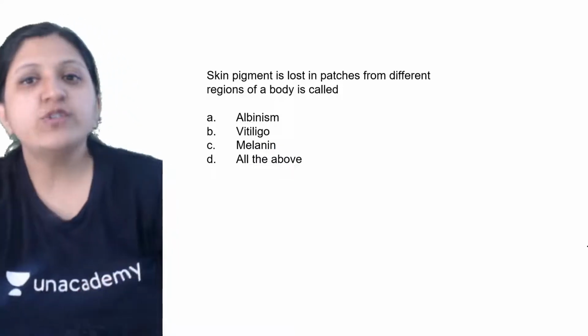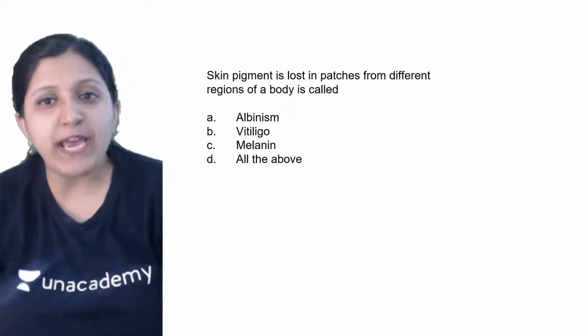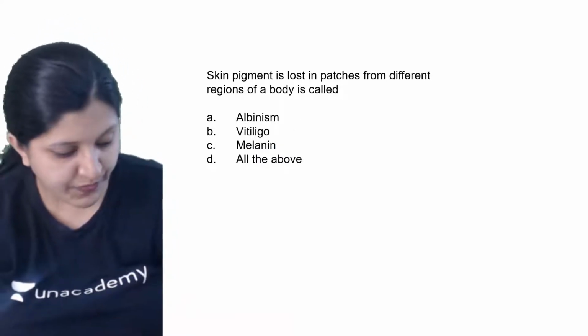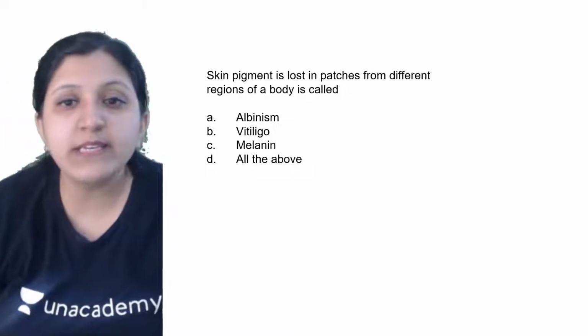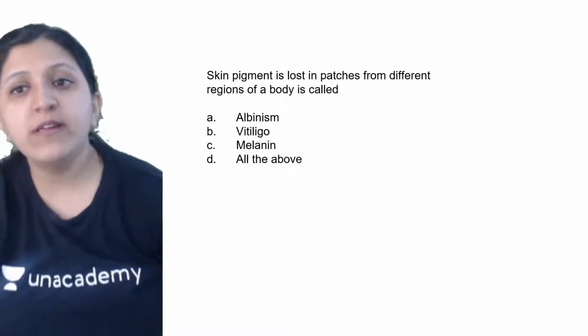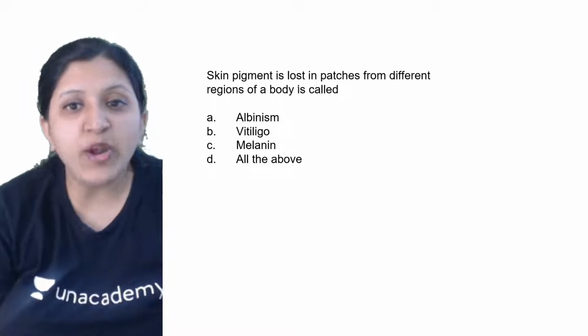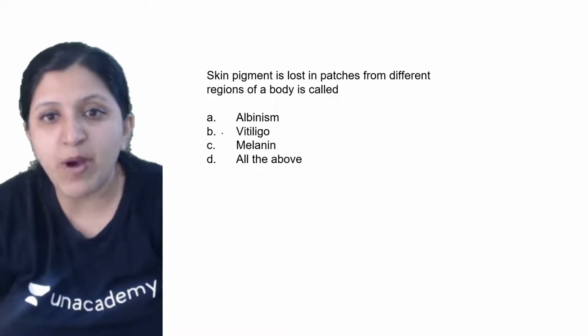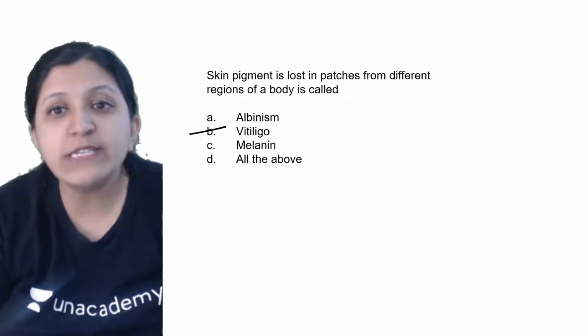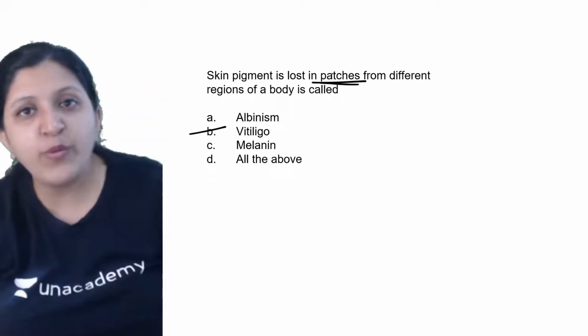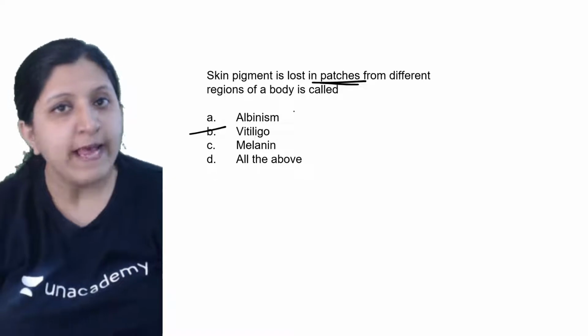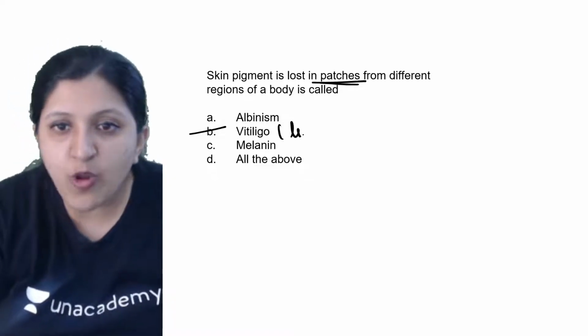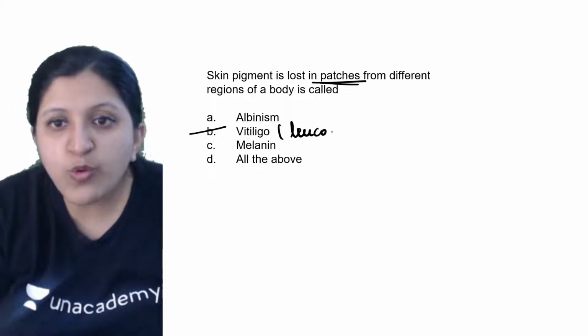Skin pigment is lost in patches from different regions of the body. So that is called albinism, vitiligo, melanin, or all of the above? It is vitiligo, because it is lost in patches, not all over the body. When it is lost all over the body, it is albinism, which can also be called leukoderma.